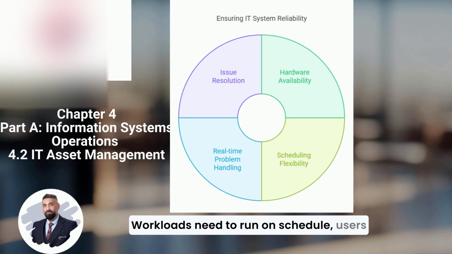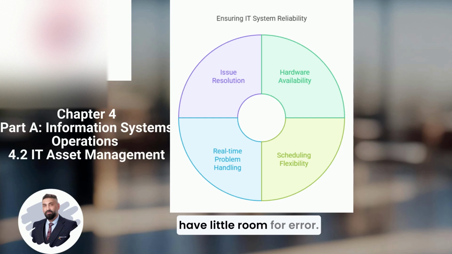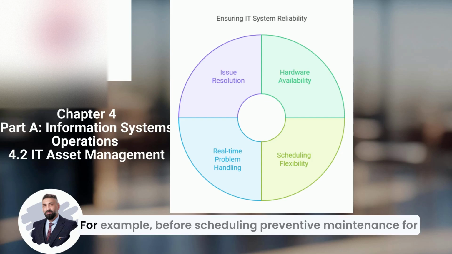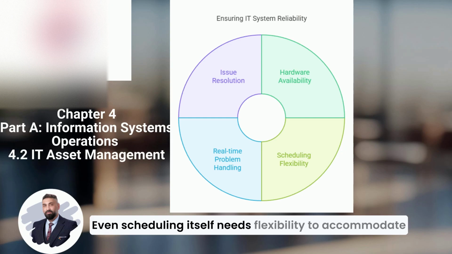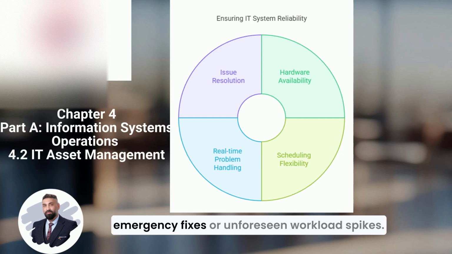Another critical area is hardware availability. Workloads need to run on schedule, users have deadlines to meet, and critical applications have little room for error. For example, before scheduling preventive maintenance for a server, IT teams must ensure alternative resources are available to meet user demands. Even scheduling itself needs flexibility to accommodate emergency fixes or unforeseen workload spikes.